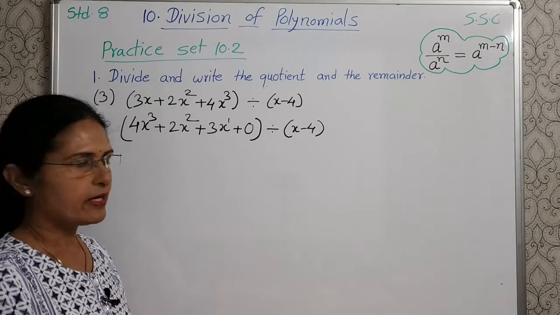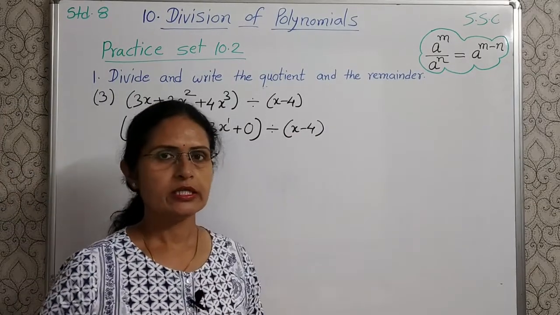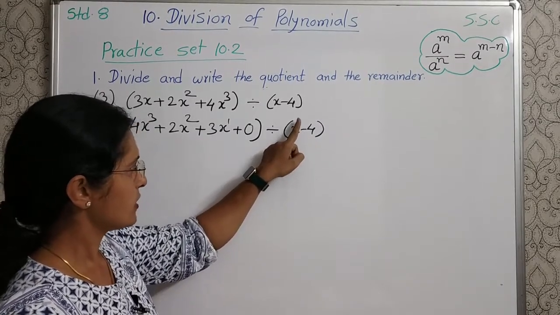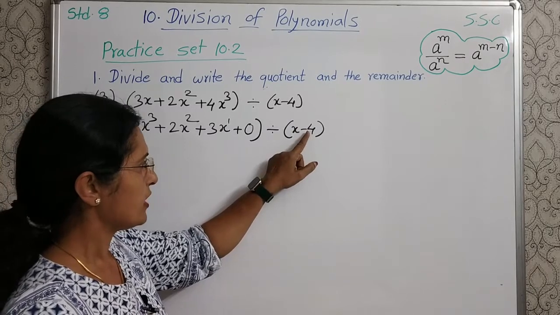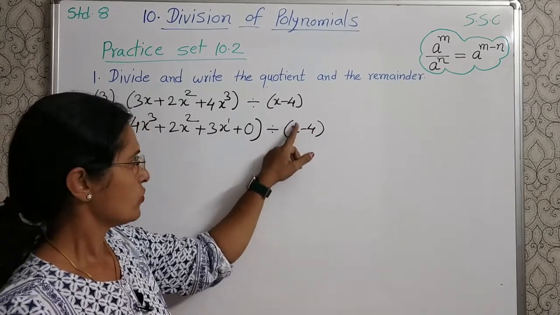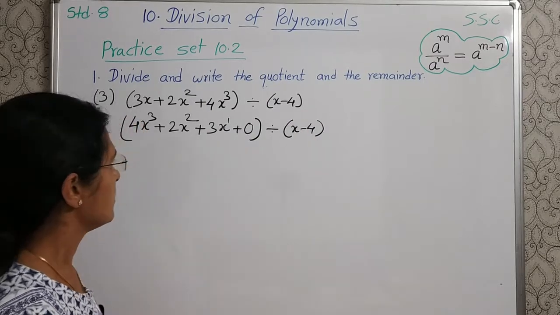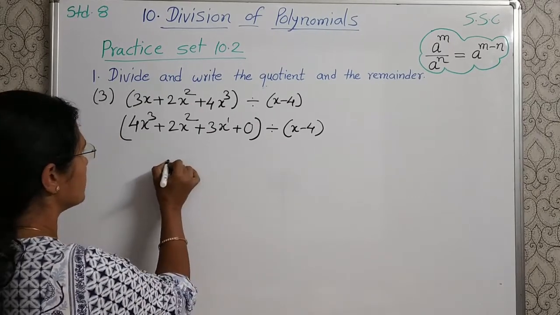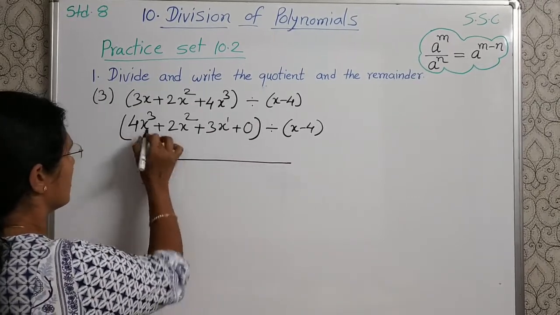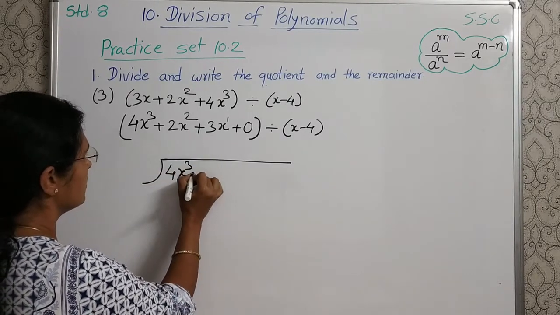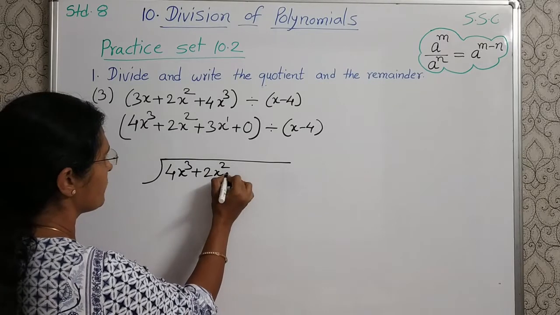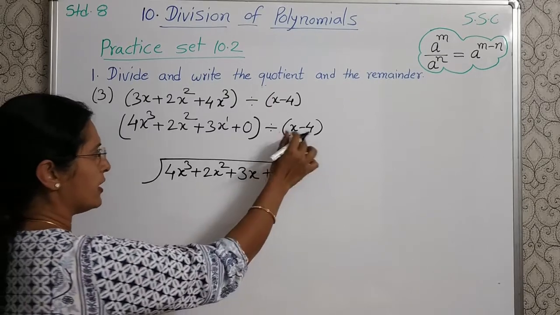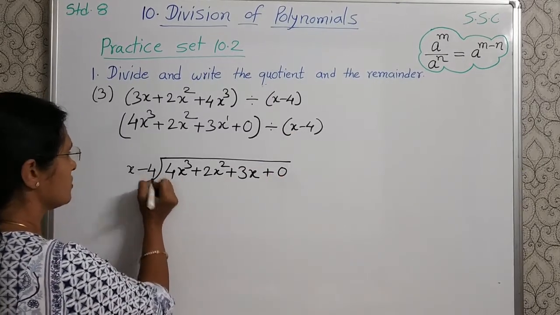Remember, in the divisor also the terms should be in the descending order of their indices, and here it is in the descending order. It is x raised to 1 and here it is only minus 4, it means it is minus 4x raised to 0. So 1 and 0 are the indices here. Now after arranging this we will divide. So write here the dividend 4x cube plus 2x square plus 3x plus 0 and divide it by x minus 4.